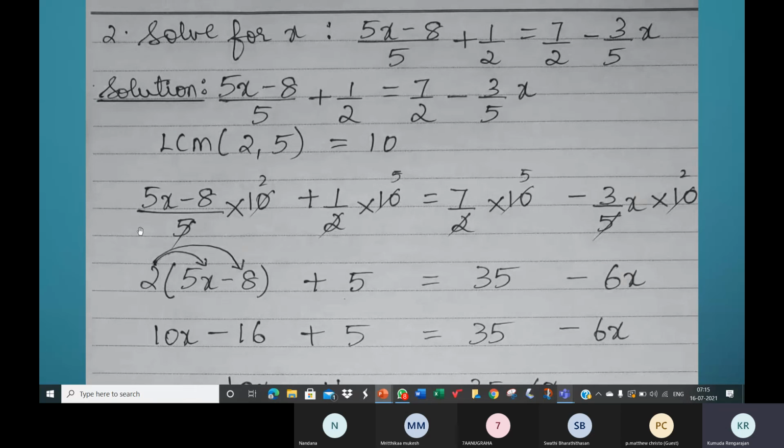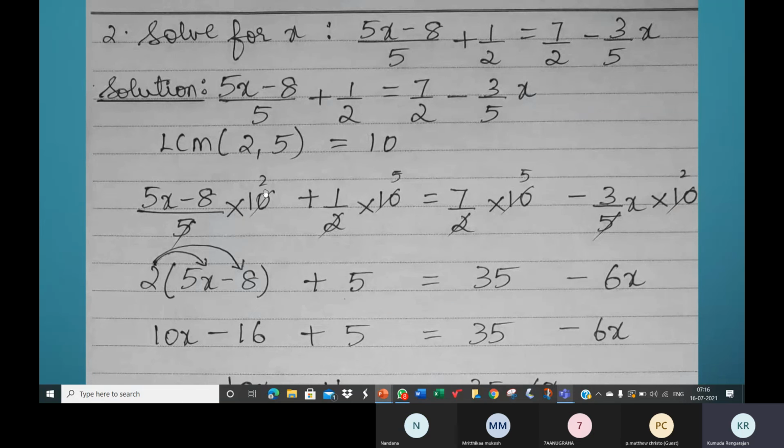But here 5 ones are 5, 2 twos are... Here we see that there's a 2, and in the numerator we have more than one term, 5x minus 8. So this is how you write. You cannot multiply in the same step. Write it like this: you should multiply 2 with 5x minus 8.